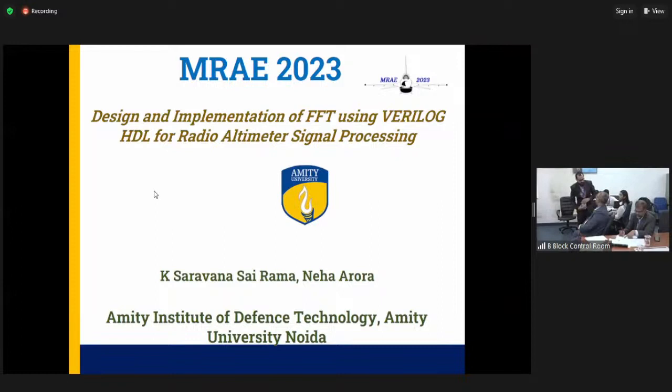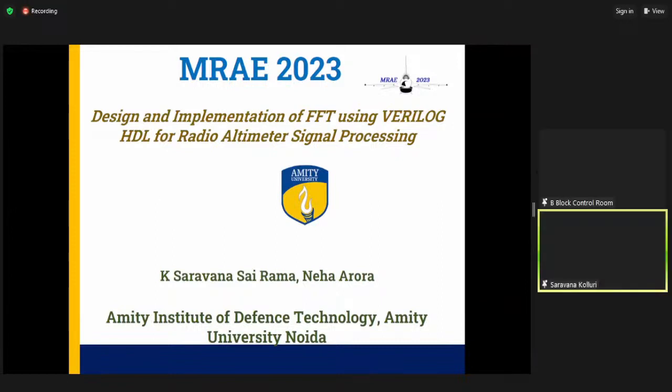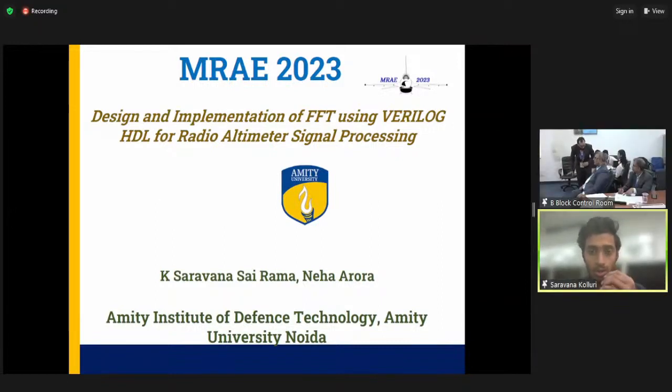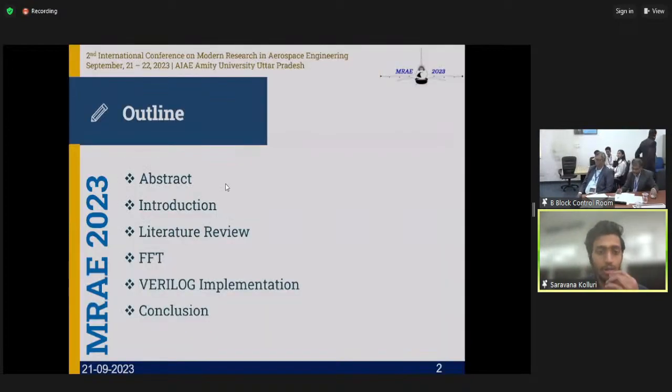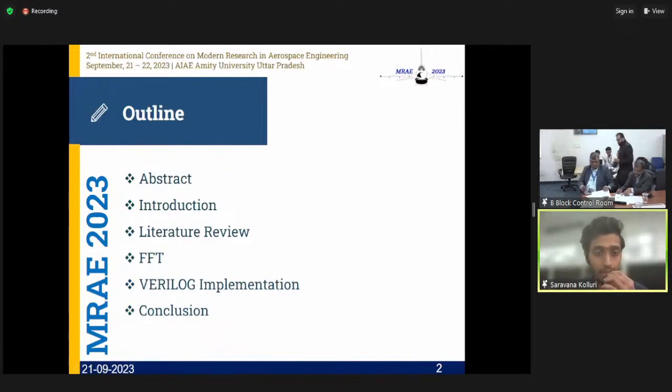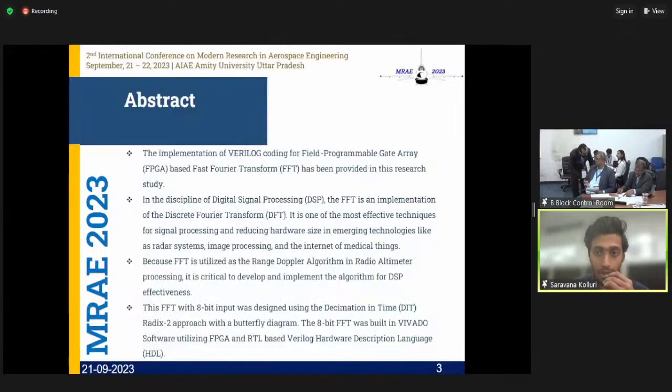So basically, I'm presenting a paper based on the study and implementation I have done on the FFT using Verilog for radio altimeter signal processing. This is the outline, the content I'm going to cover in this presentation: abstract, introduction, literature review, the FFT, the algorithm I have used, design and implementation in Verilog, and the conclusion.